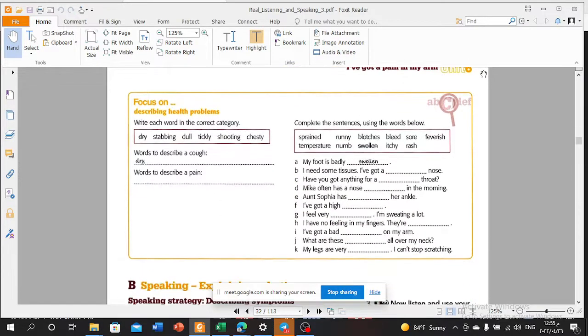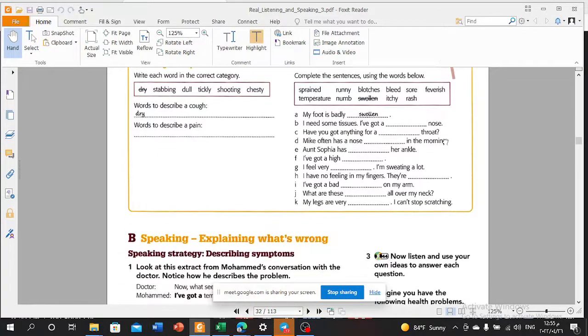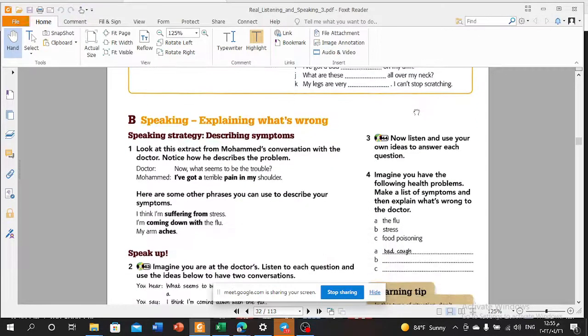While today we're going to discuss the Focus On section in Unit 6, in which certain sentences are missing certain vocabularies. But before this, in the previous lecture we also discussed how to describe symptoms. You can also tell someone that you suffer from a certain problem and describe the symptoms you have. There are also expressions you can use.